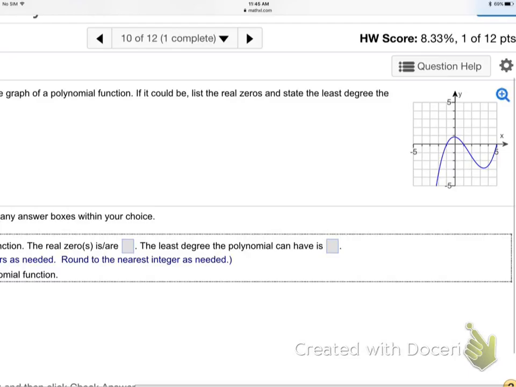Try again. Okay, so there we go. So yes, this is number 10.